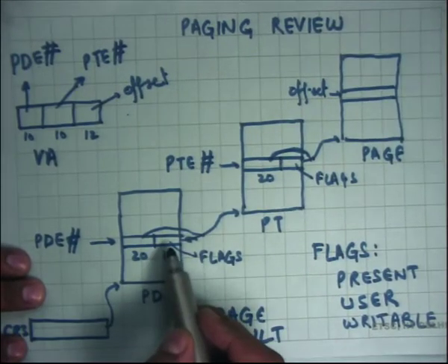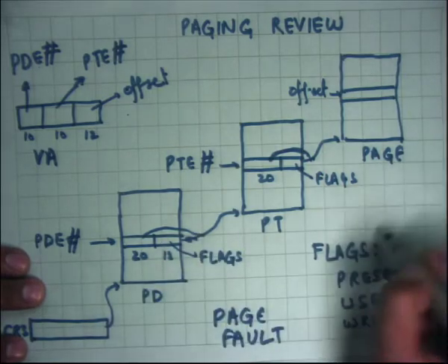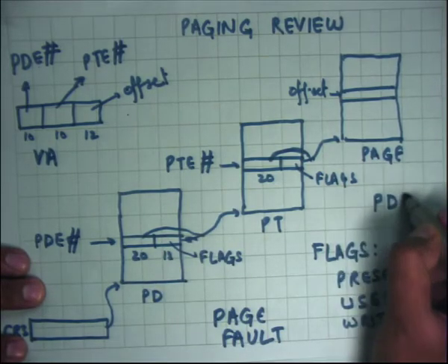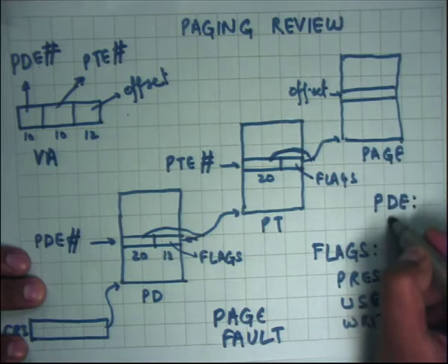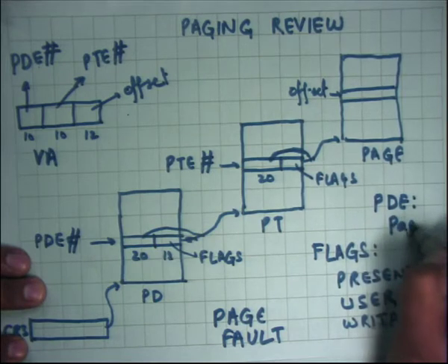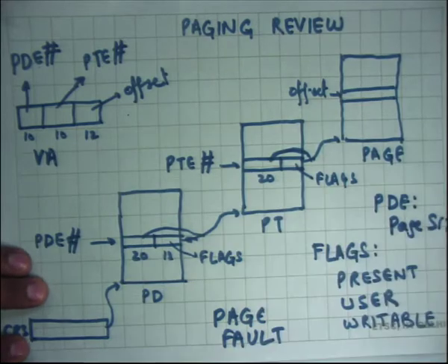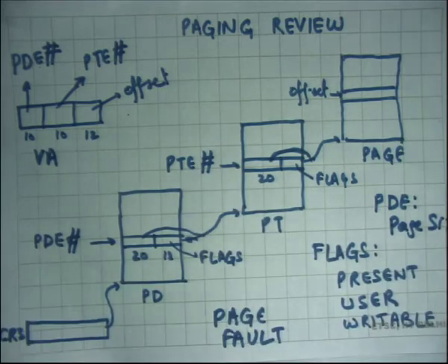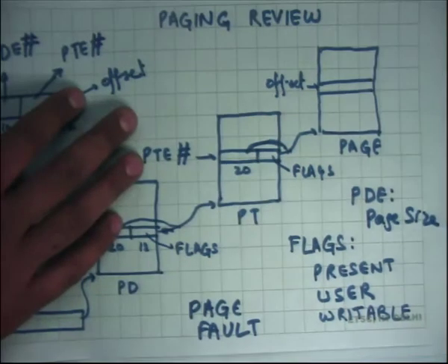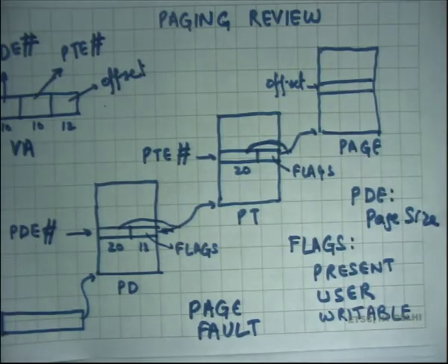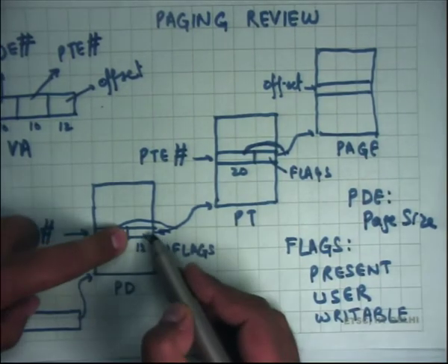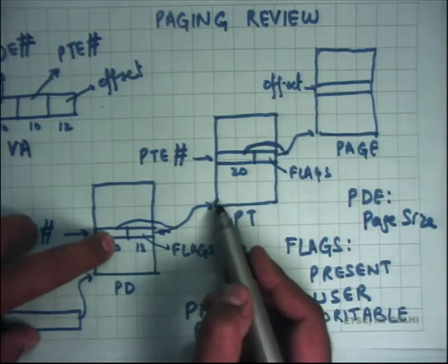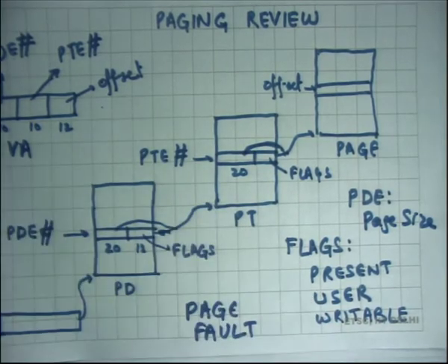In the flags of the page directory entry, there's yet another bit. So for PDE flags, there's another bit which says page size. Right. If the page size bit is 0, it means it's a normal page. If the page size bit is 1, it means it's a large page. And if it's a large page, it treats the 20-bit pointer not as a page table, but as a pointer to that 4 MB page.